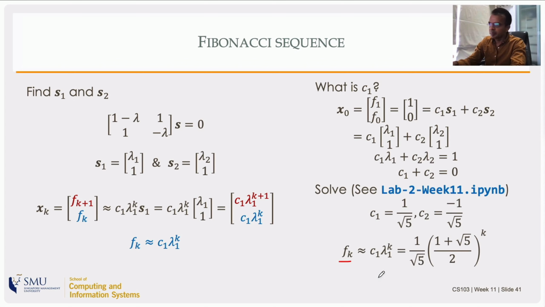So fk, the kth Fibonacci number, is 1 by square root of 5 coming from c1, and lambda 1 was the golden ratio, to the power k. So I have an expression there for the kth Fibonacci number, a numeric expression, which depends only on k. And this is actually surprisingly extremely accurate. By the time you reach the fifth Fibonacci number or something like that, you will see that the error in the approximation is a few parts in a million. It is very, very accurate.